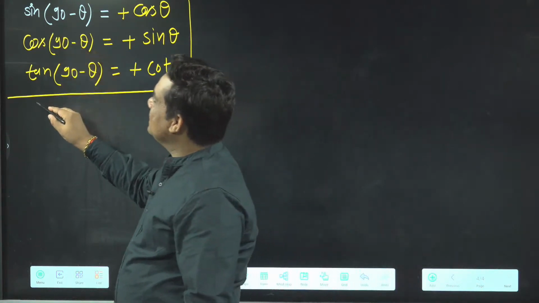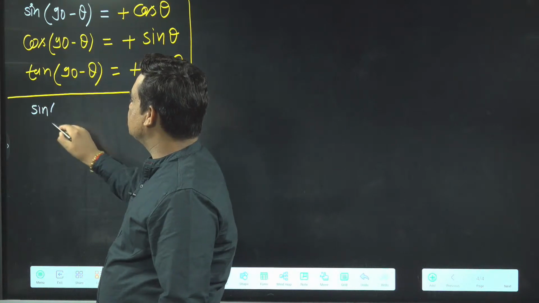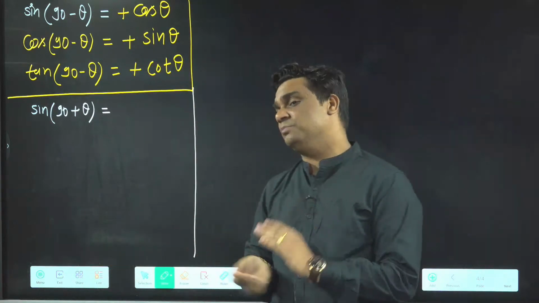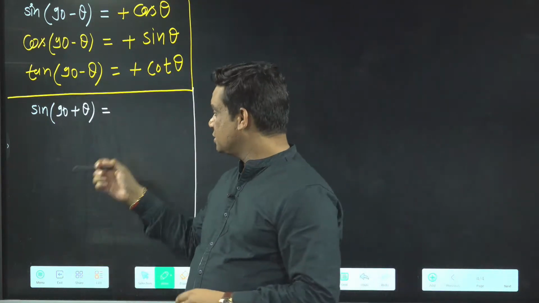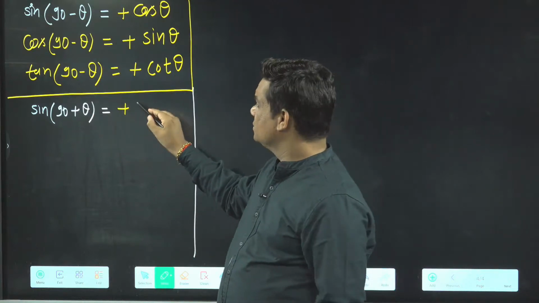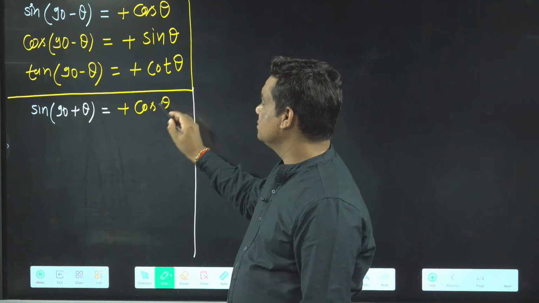We can say next one is there, sine 90 plus theta. So 90 plus theta, now positive or negative? This is going to be positive, and now it will convert. Whenever 90 is there, how will it change? So sine will change into cos, so that becomes cos theta.